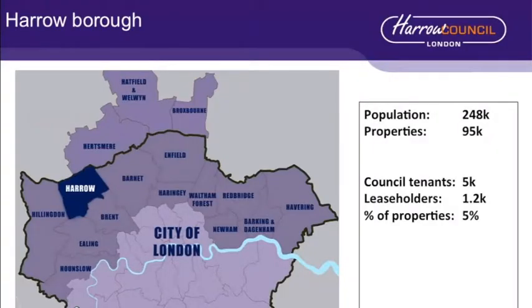So you might not know where Harrow is, so I thought I'd just put up this slide. Harrow is in North London. We have a population of about 248,000 people. We've got 95,000 properties, and we've got about 5,000 properties which are covered under the council tenancy. So where do we start with the housing portal?